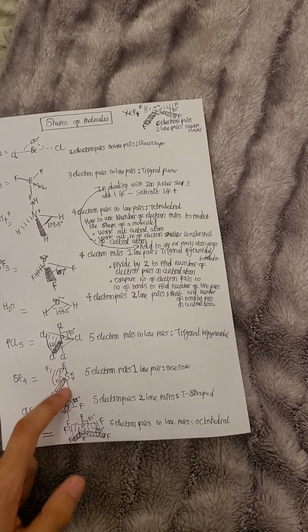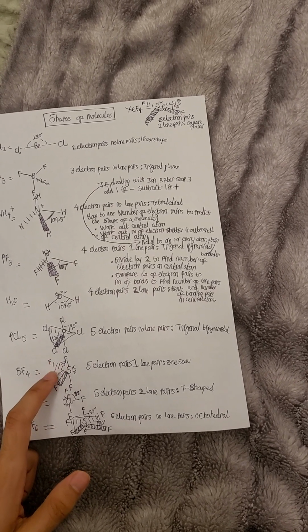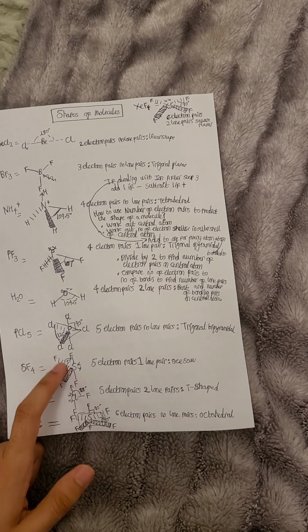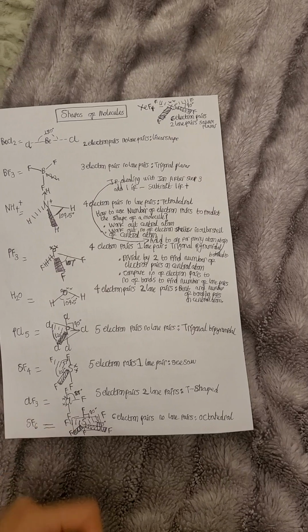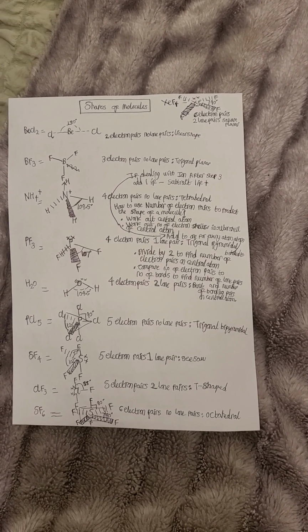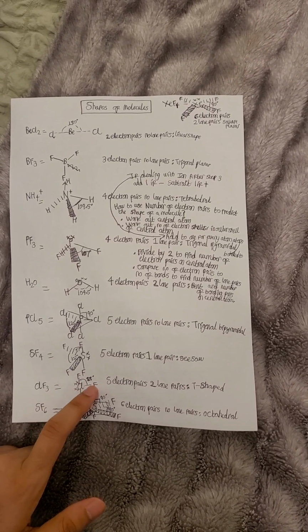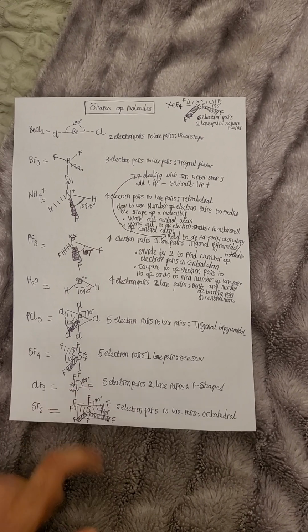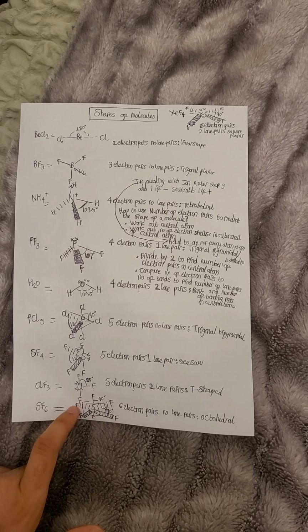SF4: wedge sticking out to this F, bond sticking out to this F. Bond angle 102 degrees, 87 degrees here, 102 degrees here. 1 lone pair of electrons, 5 electron pairs, 1 lone pair, seesaw shape. ClF3: 5 electron pairs, 2 lone pairs, 88 degrees, 2 lone pairs of electrons, T-shaped.